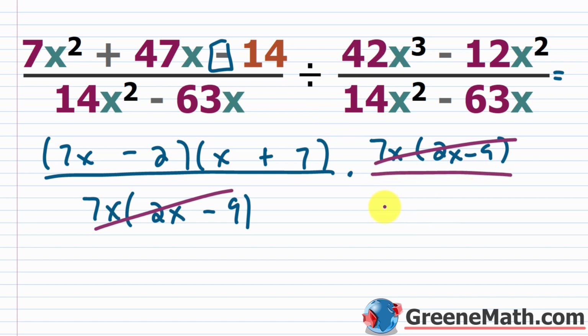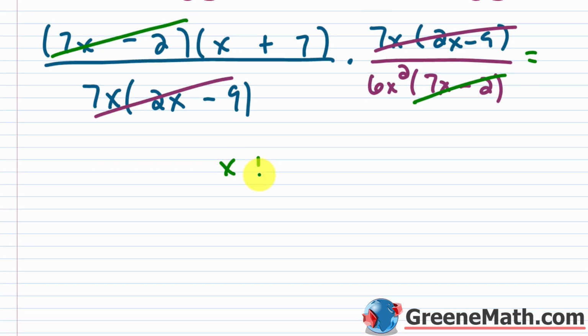If I factor 42x cubed minus 12x squared, looks like I can pull out a 6x squared. That would be 7x and then minus 2. So we can see that we cancel this factor of 7x minus 2 with this factor of 7x minus 2. And really all I'm left with here is this x plus 7 over 6x squared.